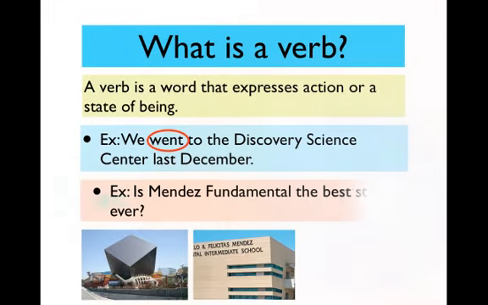Here's another example. Is Mendez Fundamental the best school ever? Of course it is. And what is the verb in that sentence? If you're thinking that the verb is "is," then you are correct. Is is the verb in that sentence because it expresses a state of being. Remember, a verb doesn't just express action, but it also expresses a state of being.